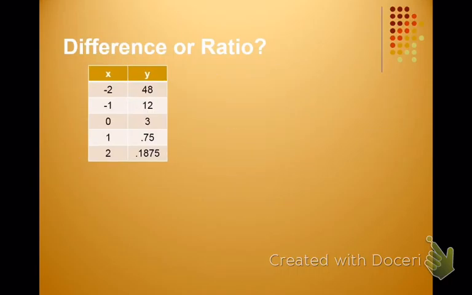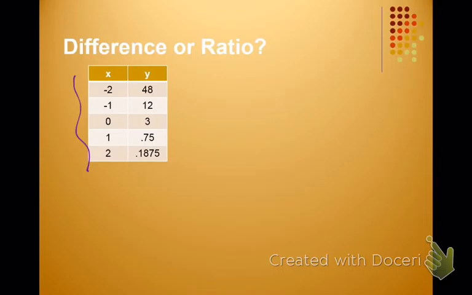Okay? You would discover the same here, I believe. X's are lined up. You can try the differences. The difference here is 36. The difference here is 9. The difference here is like 2.25. So it's not going to be symmetrical, and it's not the same difference all the way through.